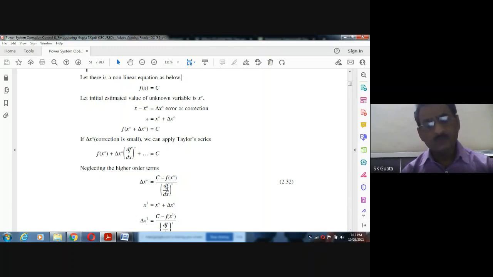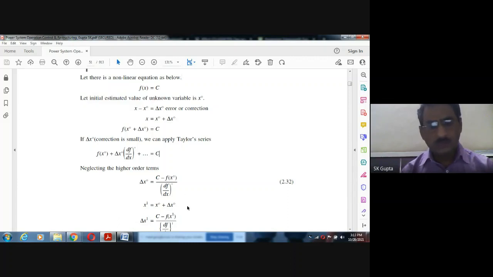The denominator is the differentiation of the function with respect to x, putting x equal to x0. In this way we find the error, and when this error is added to the estimated value, we get the new value, and it is repeated. In the second iteration, we consider the estimated value equal to x1, not x0. Then in the third iteration x2, then x3, and we go on approaching the correct value. This we described yesterday, and there was only one nonlinear equation.